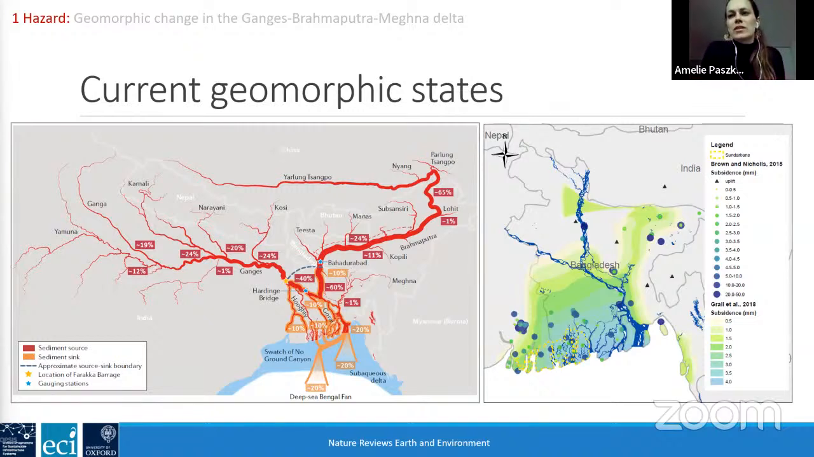And these shallow subsidence values are mainly around urban centers where there's an increase in groundwater abstraction, as well as in the poldered coastal area where this disconnection between rivers and their floodplains has exacerbated subsidence at a localized scale.